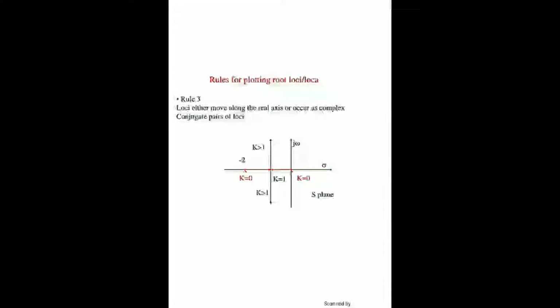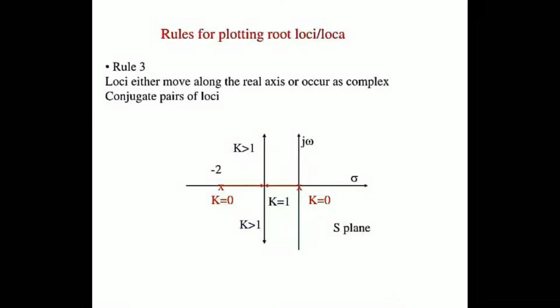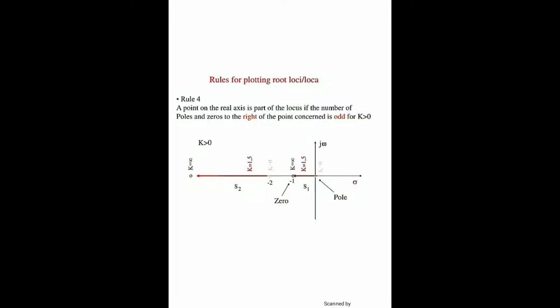So next is rule number 3. If there are complex conjugate pairs like 1 plus 2j and 1 minus 2j, then there is a symmetry about the real axis that we can find out.